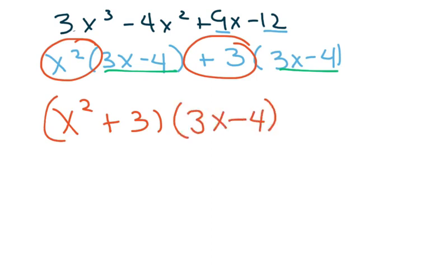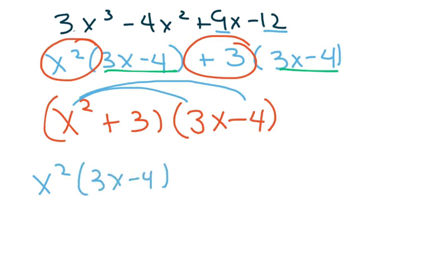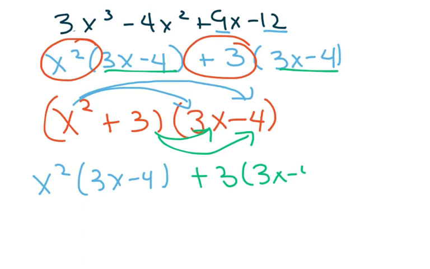All right? And if you FOILed this out and multiplied, you would get x squared times 3x minus 4. That's the first and outer. And then if I multiplied those two, I would get 3 times 3x minus 4, which yields this back.